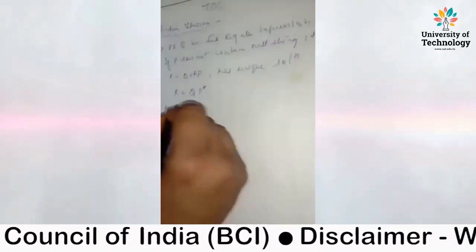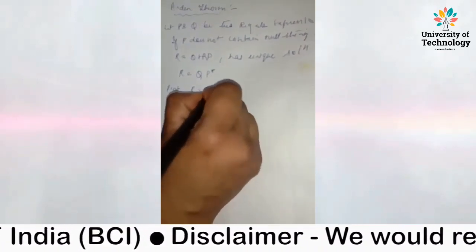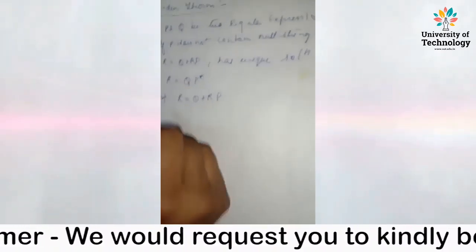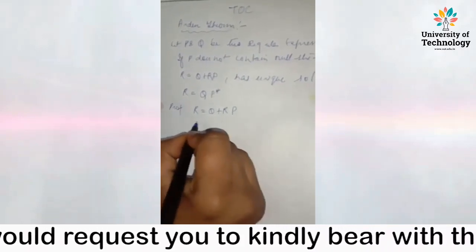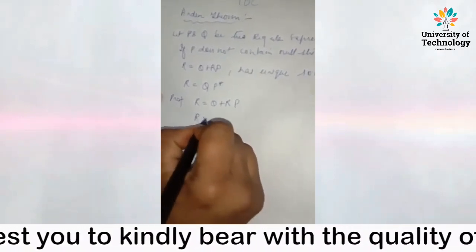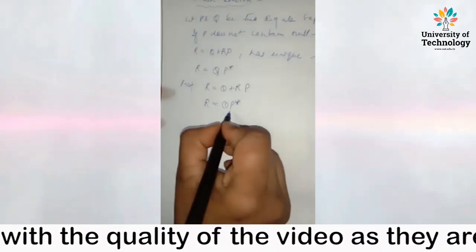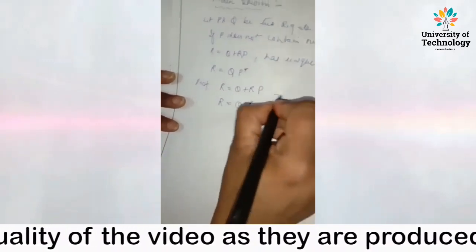Proof. So what equation is given to us? R equals Q plus RP, and we have to prove that it has a unique solution, and it can be written as R equals QP Kleene closure. This is what we have to prove. Now we are going to see the proof of it.